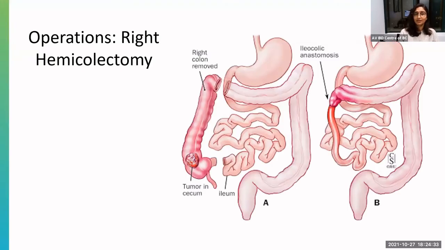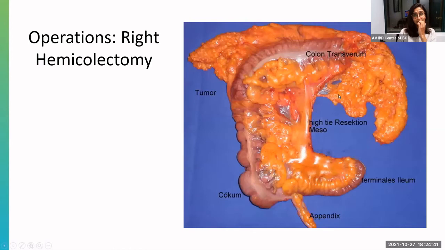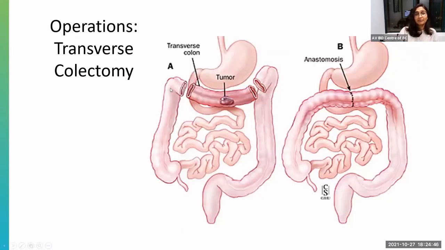A patient may be a candidate for a right hemicolectomy. That's where we remove the right side of the bowel and we connect the ileum to the transverse colon. That's what a specimen would look like for that. We can do a segmental colectomy. If only the transverse colon is involved, we can remove that segment of the bowel and reconnect the colon there.